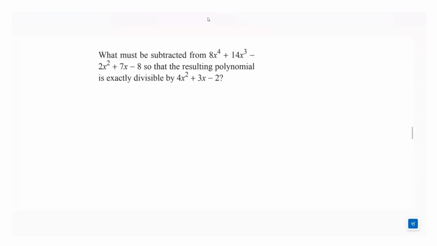I know it seems difficult, but it is not. If you follow all the steps, whatever I'm going to tell you now, you will be able to do these sort of questions anytime. So let's begin.